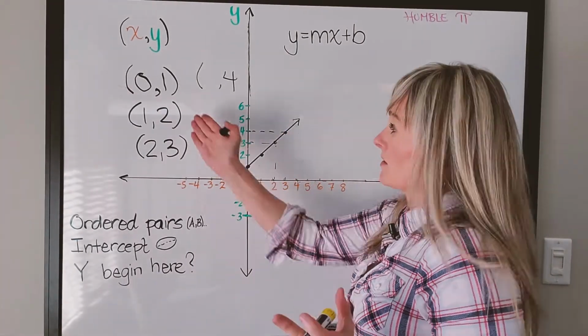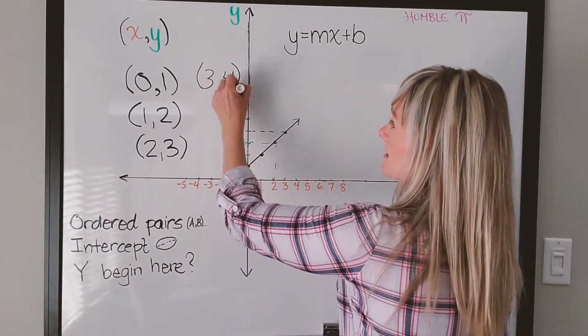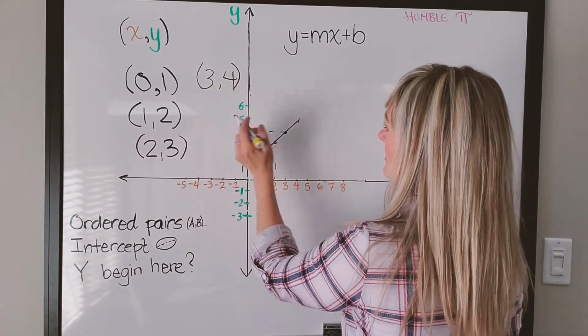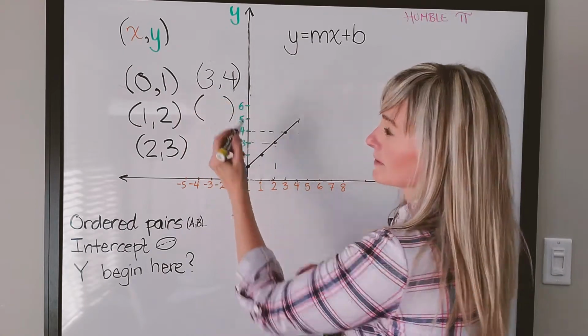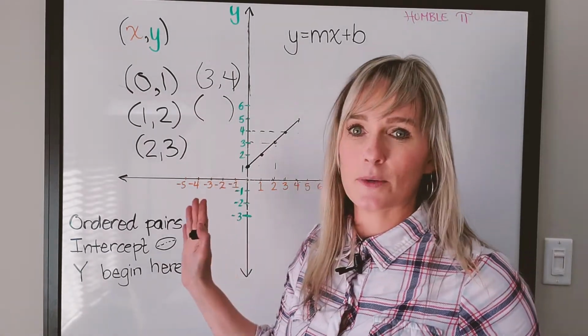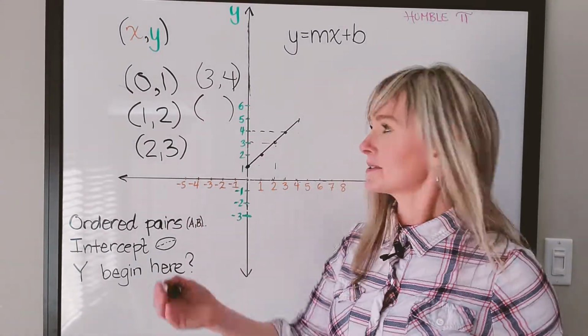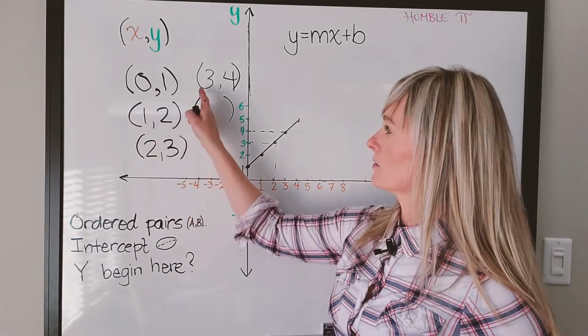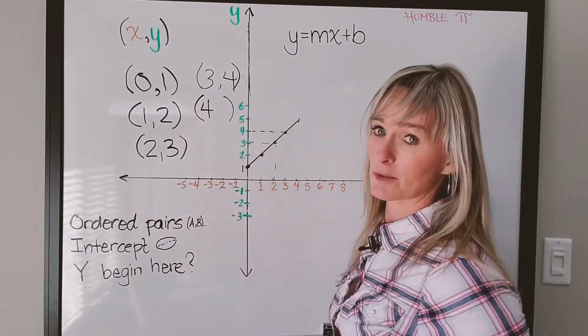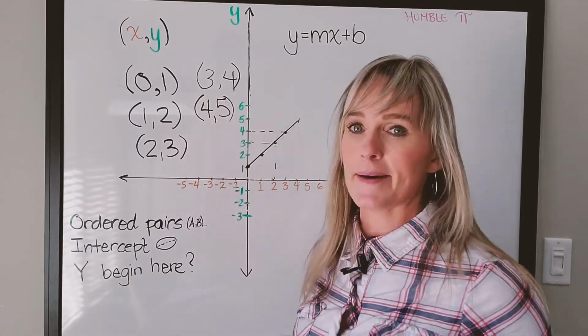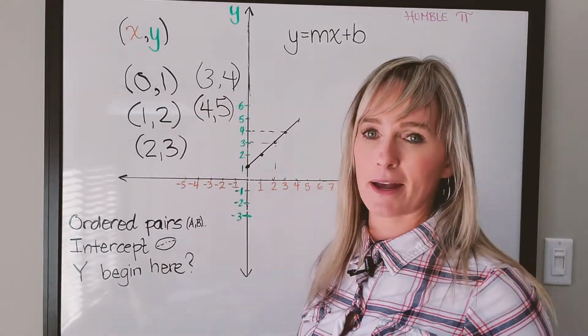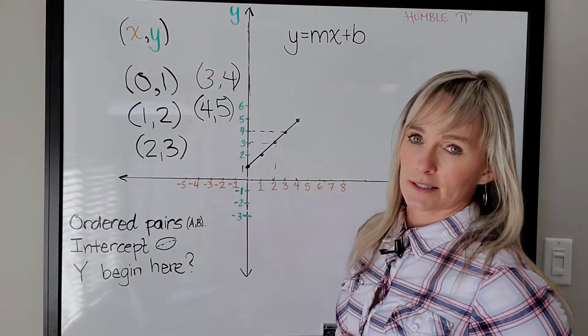Or maybe that's all the values I have. If that is where I end, then what's my last point? Well, without even looking here, without even doing any calculations, we can use patterns to figure it out. 0, 1, 2, 3. Well, the next one for x must be 4, and 1, 2, 3, 4, the next for y must be 5. That makes sense. That's patterns. Math is patterns. There's our straight line.